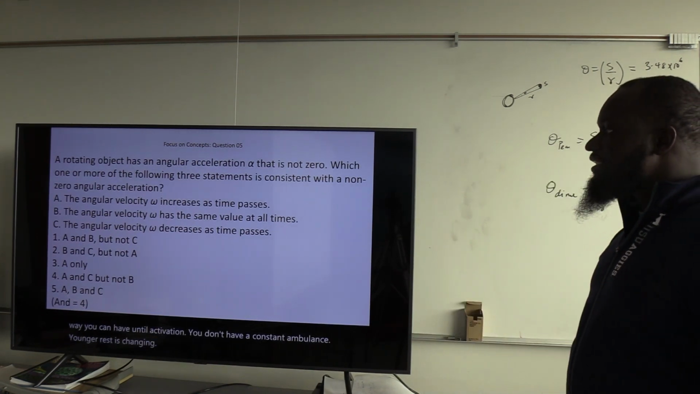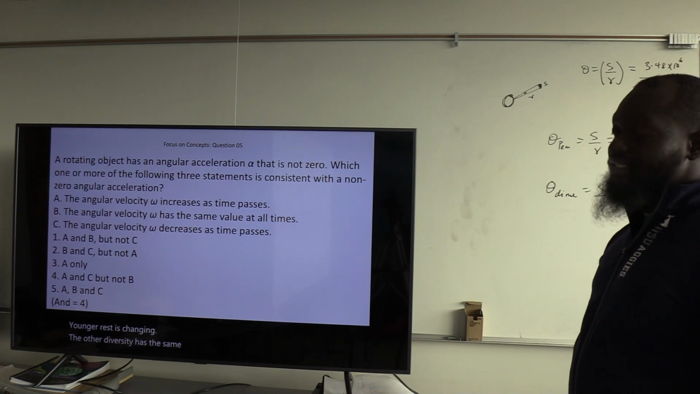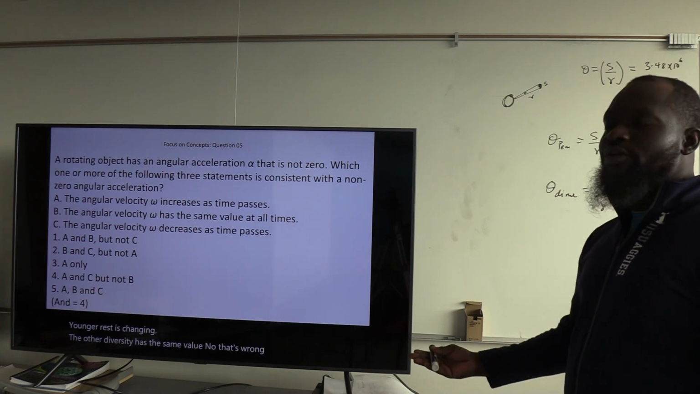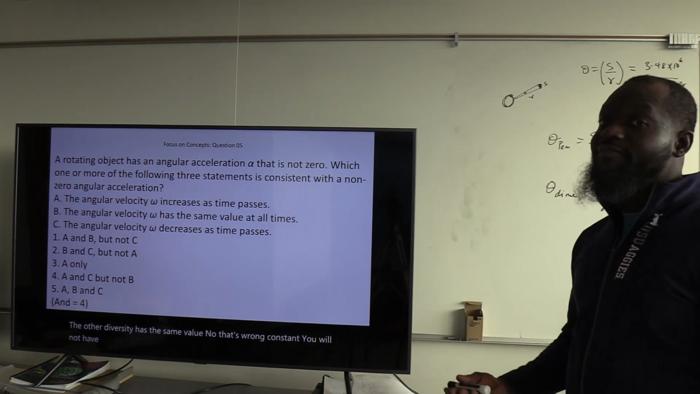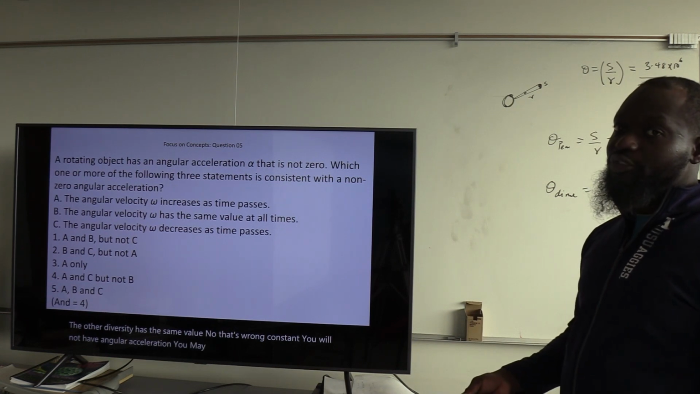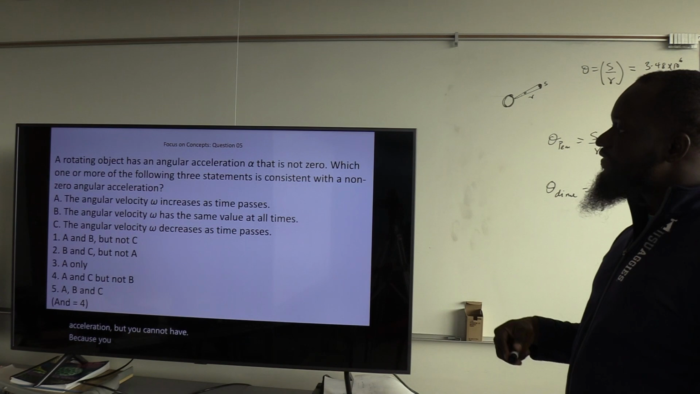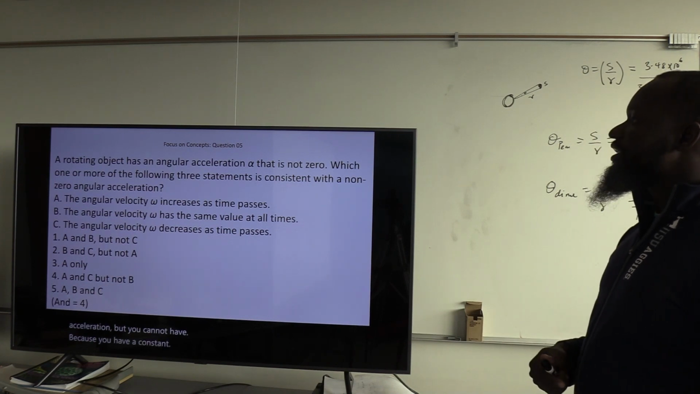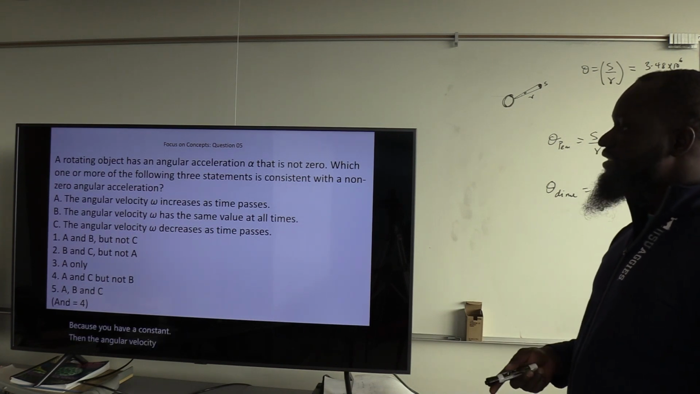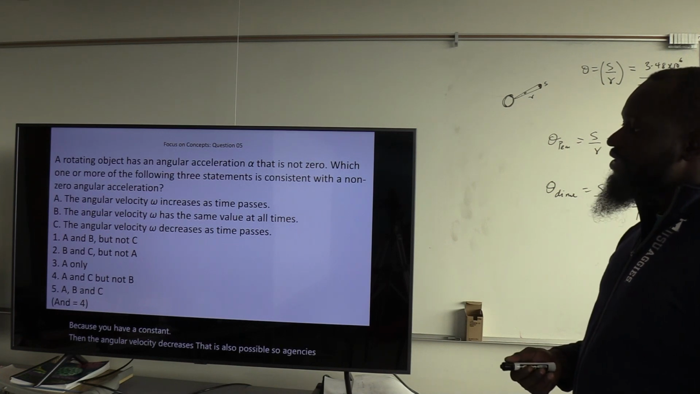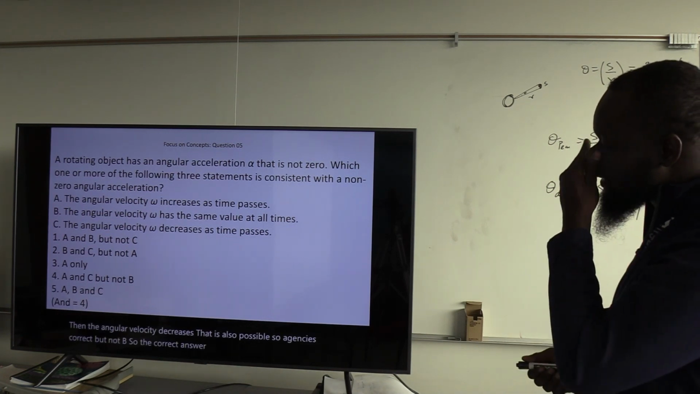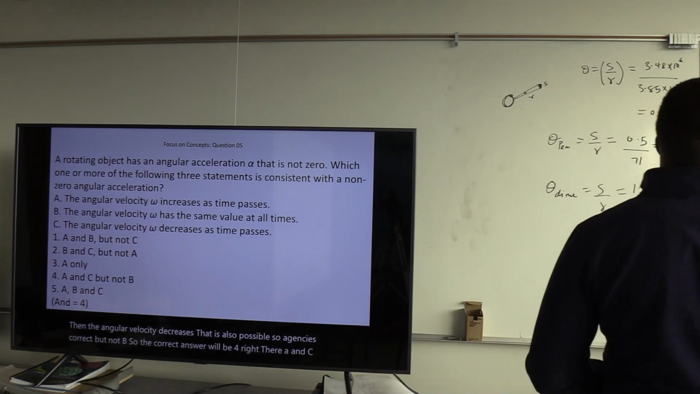The angular velocity has the same value. No, that's wrong. That means constant angular velocity, then you will not have angular acceleration. You can still have centripetal acceleration, but you cannot have angular acceleration because you have a constant angular velocity. Then the angular velocity decreases. That is also possible. So A and C is correct, but not B. So the correct answer will be 4 right there, A and C, but not B. Okay.